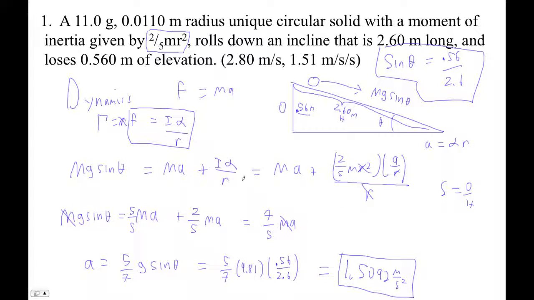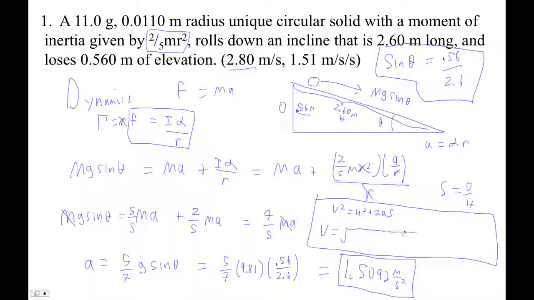Now we filled the space with so much stuff. So then it says, what's the final velocity at the bottom of the plane? We only have this much space to work with. Can we do it? Yeah, we can. Okay, so v squared is u squared plus 2as. So v will be the square root of 2 times 1.5092. And then the plane is 2.6 meters long.